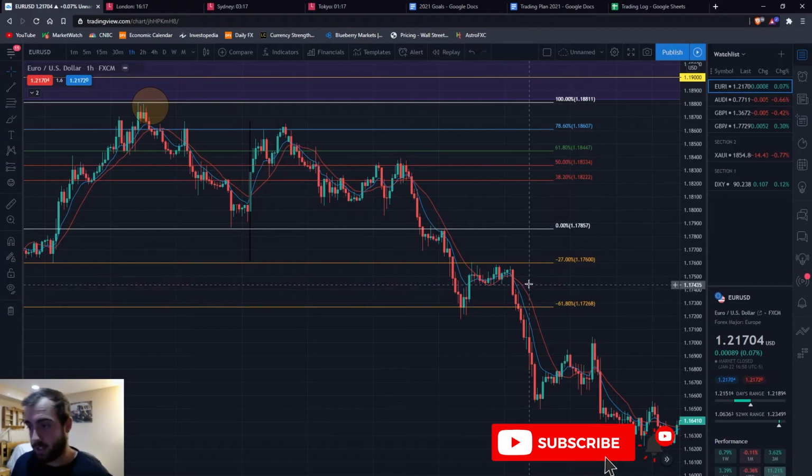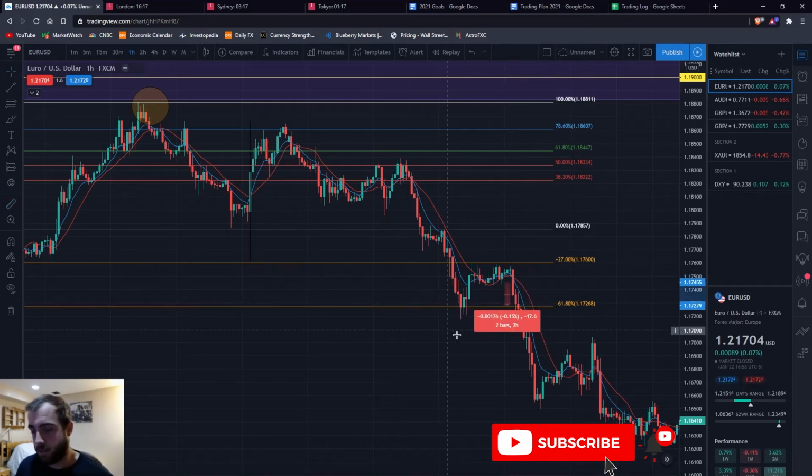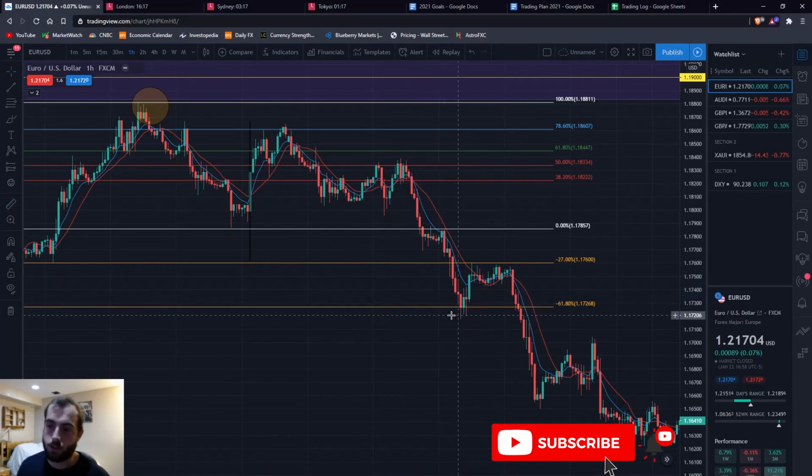Now, in this case, I would have ended up being wrong. It continued to the 61.8. However, that's only a difference of about 20 pips. So it's not that big of a deal. But just keep in mind that you use this fib retracement along with things like key levels.